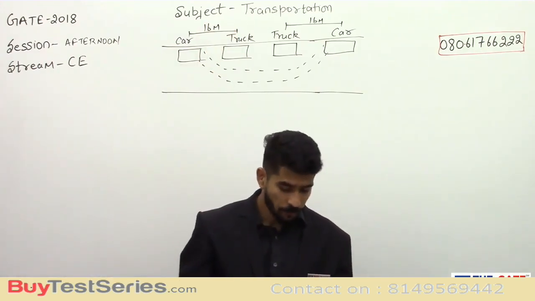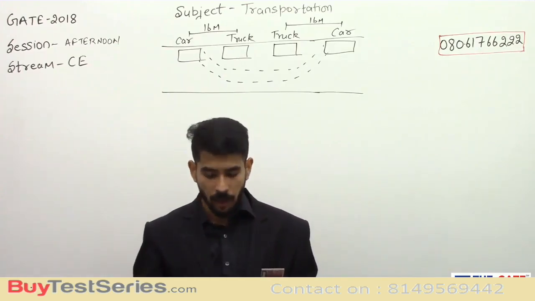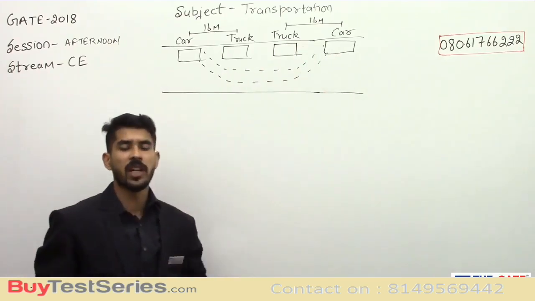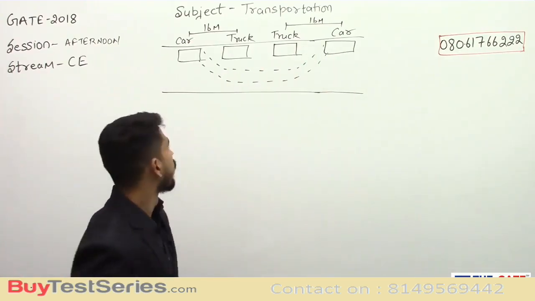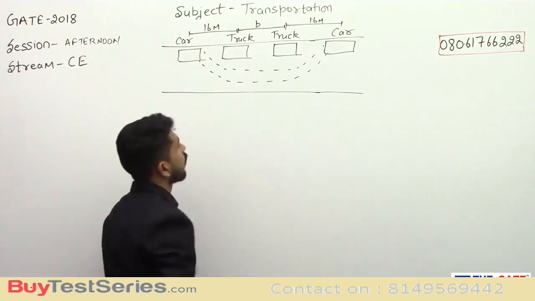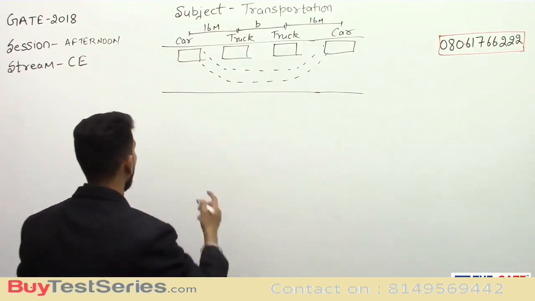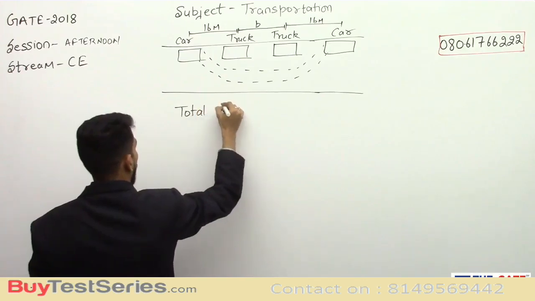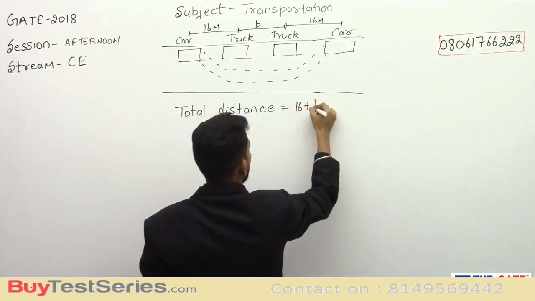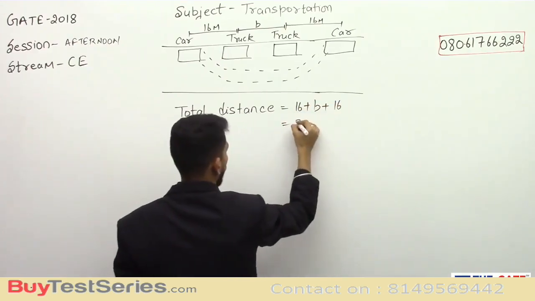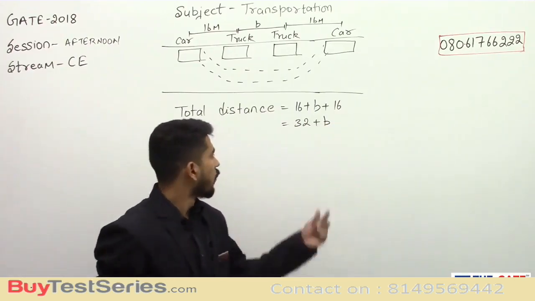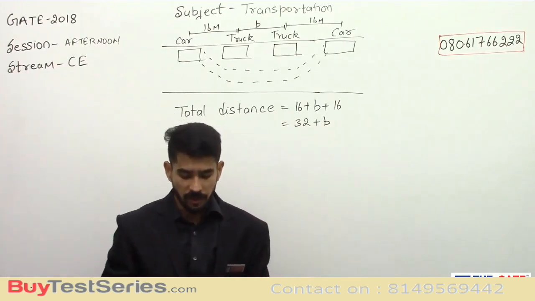Then he says the total distance covered by the car during this period. So from here to here, what is the total distance which has been traveled by the car? That we have to find out. Let us suppose this distance is B. So what you have to calculate is total distance, which is equal to 16 plus B plus 16, which is equal to 32 plus B. So what we have to do is calculate the value of B. Once we get the value of B, we will get the total distance traveled.